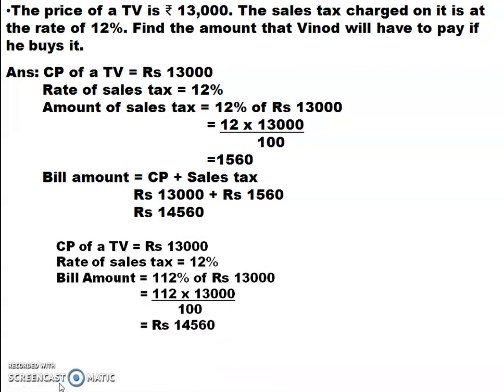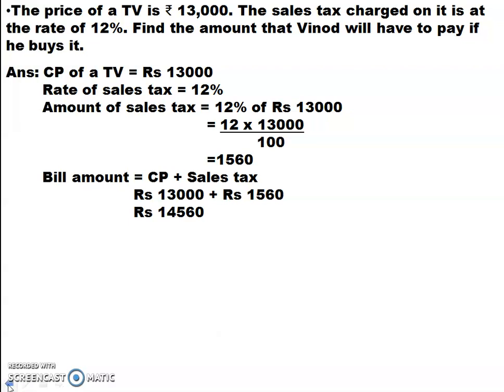The price of a TV is rupees 13,000. The sales tax charged on it is at the rate of 12%. Find the amount that Vinod will have to pay if he buys it. Now, the same method which you followed in the previous question we will do first. The price of a TV is rupees 13,000. The sales tax is 12%. So, what will be the amount of sales tax? It is 12% of 13,000.